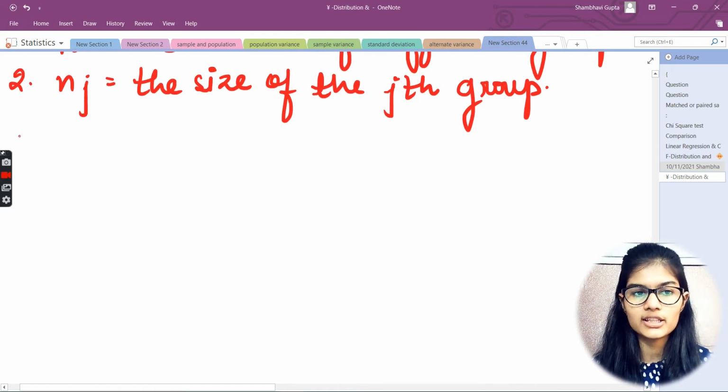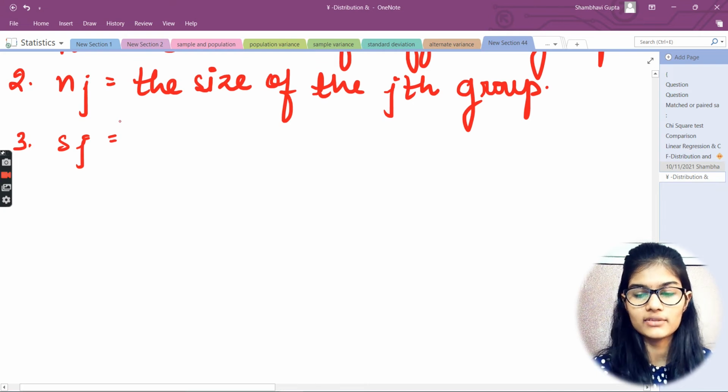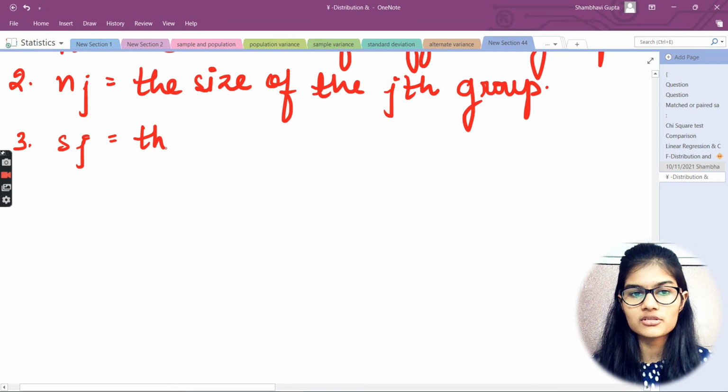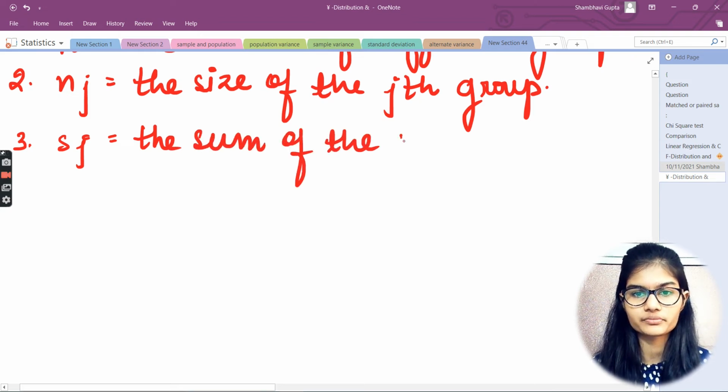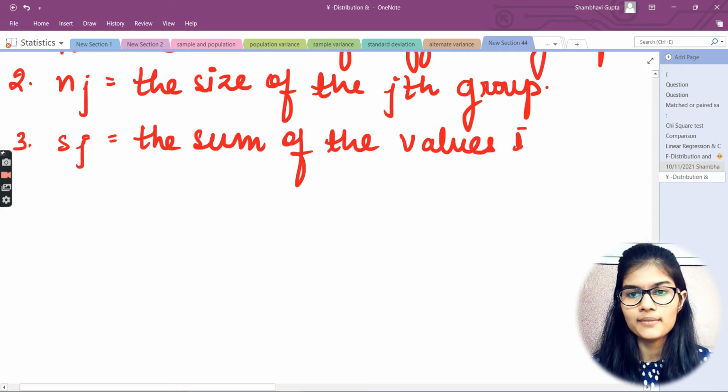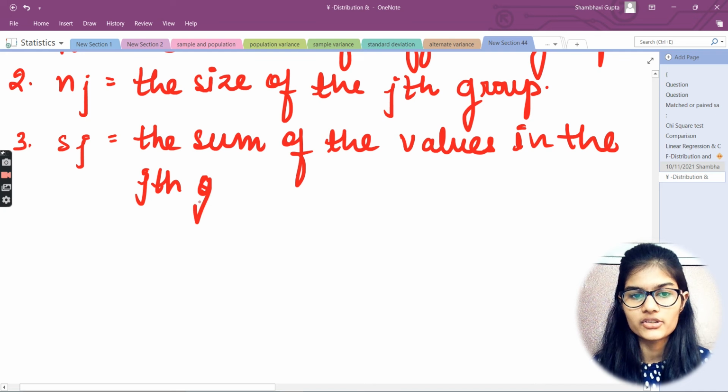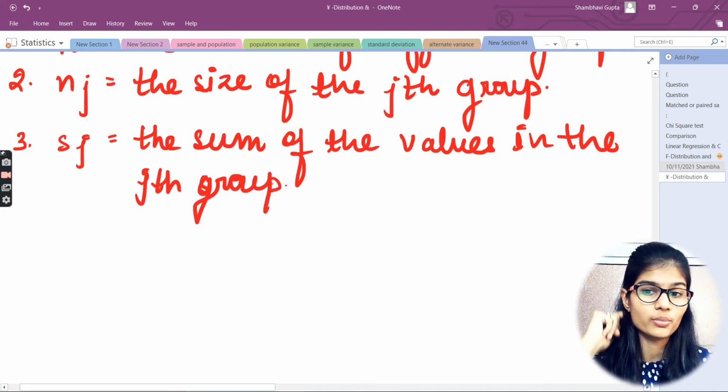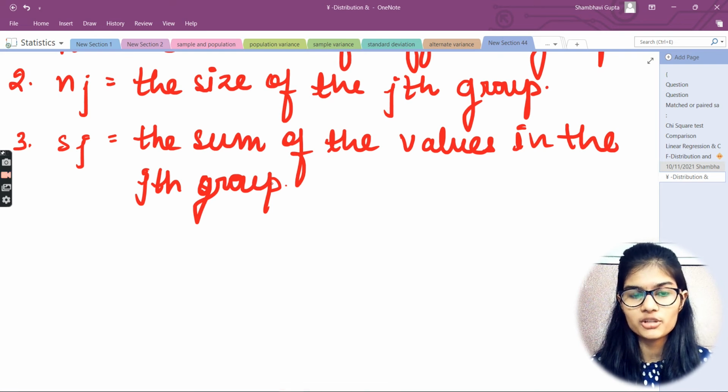Now let me come down to the third point, and here we have s of j. Okay, we have the very next value, that is s of j. What does that actually mean? It means the sum of the values in the jth group. So when we talk about n of j, it means the size of the jth group, and when we talk about s of j, it means the sum of the values in the jth group. Fine.